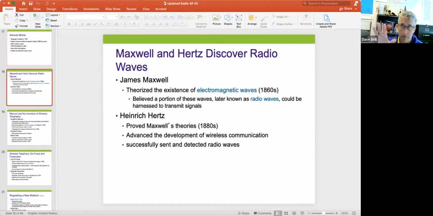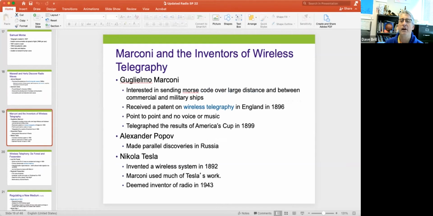Now, not voice. That's not the thing here. This is all about basically trying to imitate Morse code through a wireless system as opposed to on a wire. All right. Important to know that.